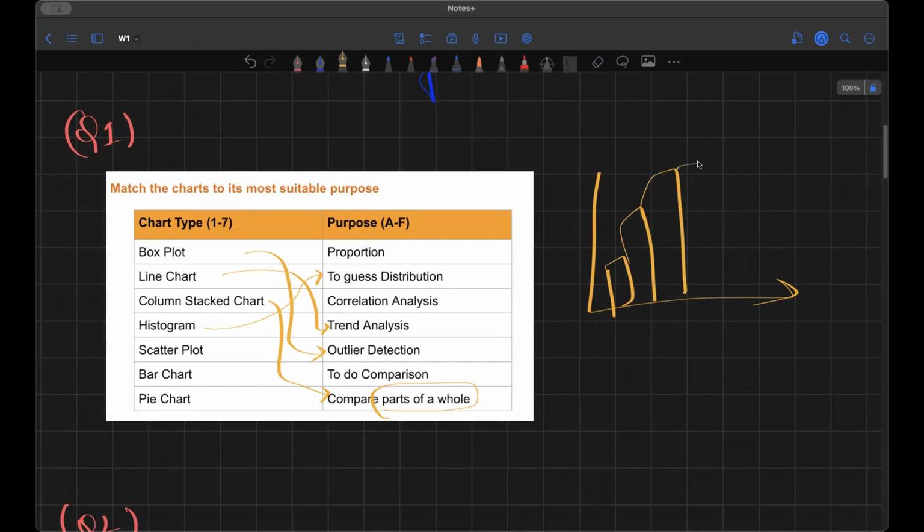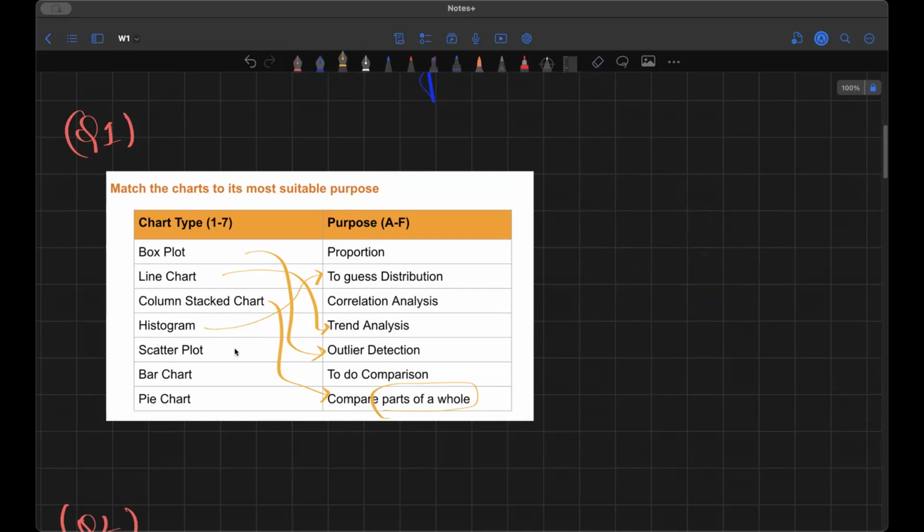So let's say you want to check if the distribution is normal or not. You will do the binning and then plot the histogram. And you can see this kind of follows the bell curve. Therefore, very likely this is a normal distribution. So therefore, histograms are used to guess distribution.